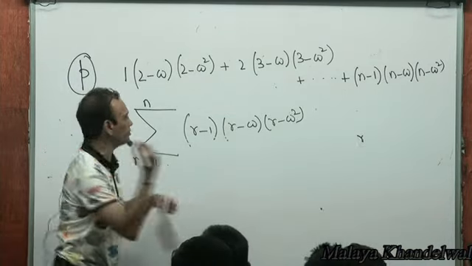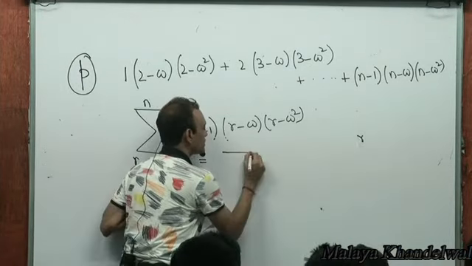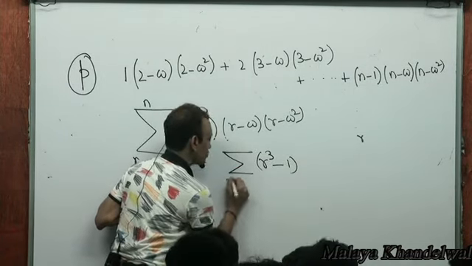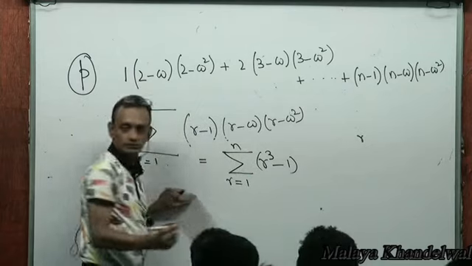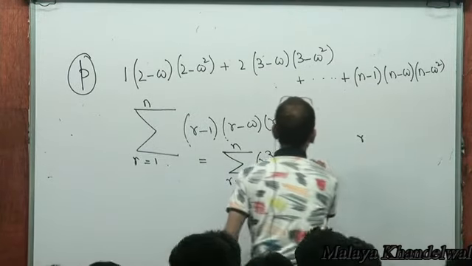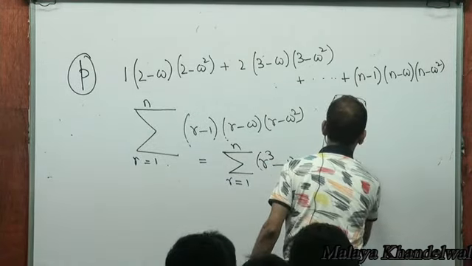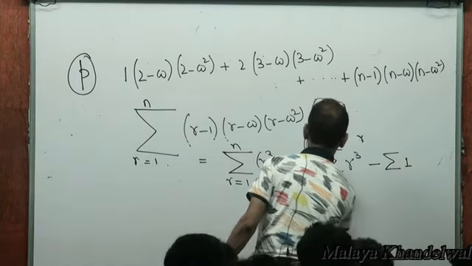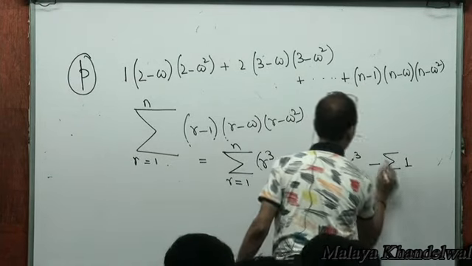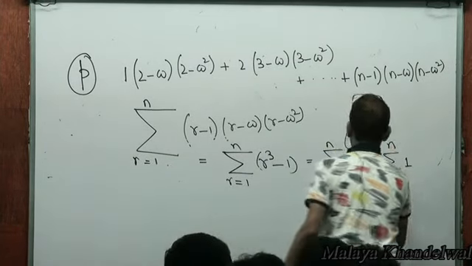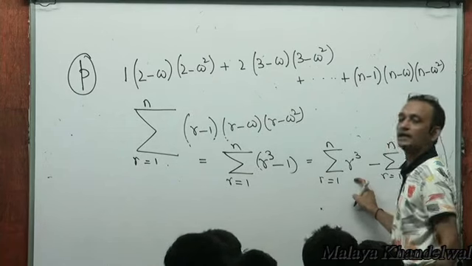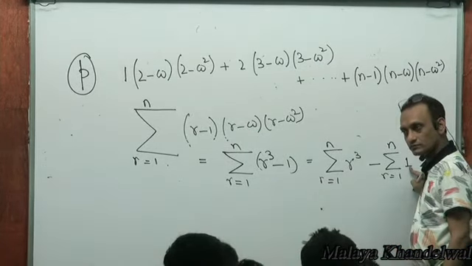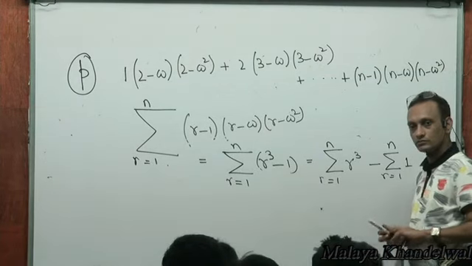So you don't have to bother too much about this. This is simply summation of r cubed minus 1, r equal to 1 to n, which is summation r cubed minus summation 1, r equal to 1 to n. The sum of the cubes of the first n natural numbers is n into n plus 1 by 2 whole squared, and this will be n. Clear?